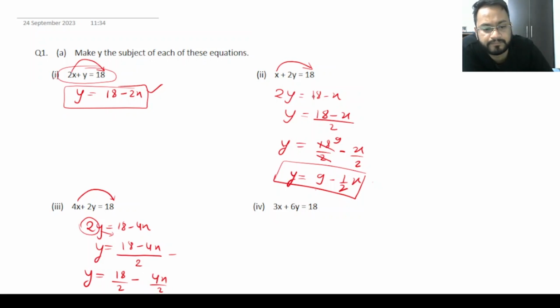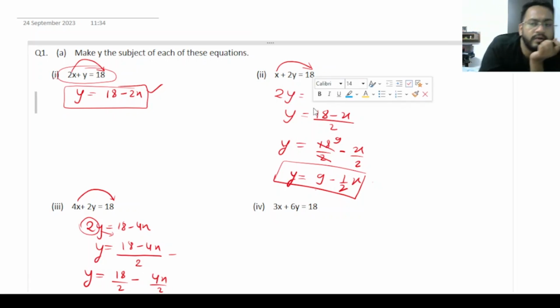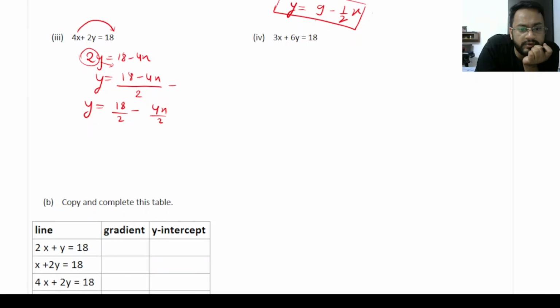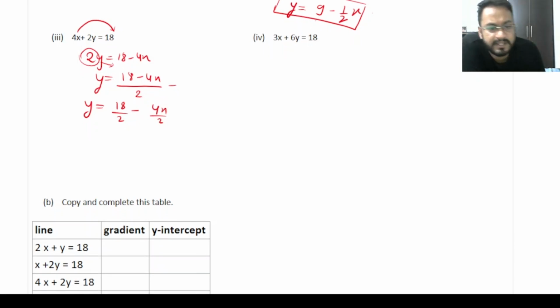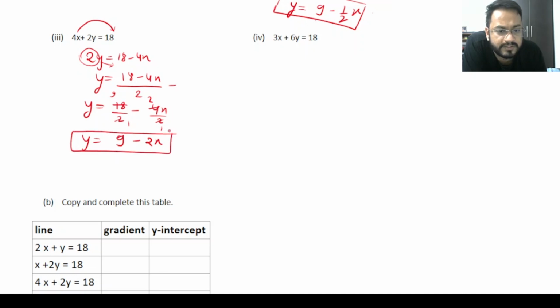Now if you see here, 18 by 2 is 9, and we can cut it like this, and this will become 2 times 1, 2 times 2 is 4, so it is 2x, right? So y is equal to 9 minus 2x.